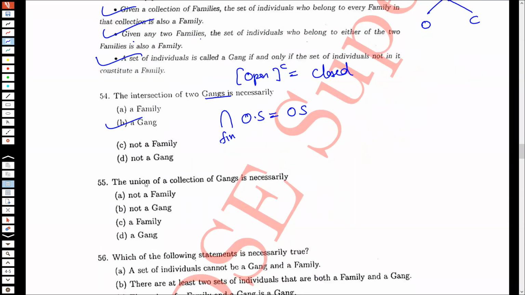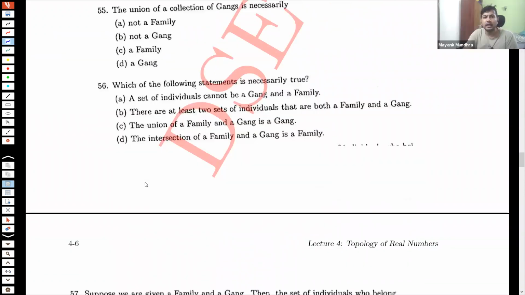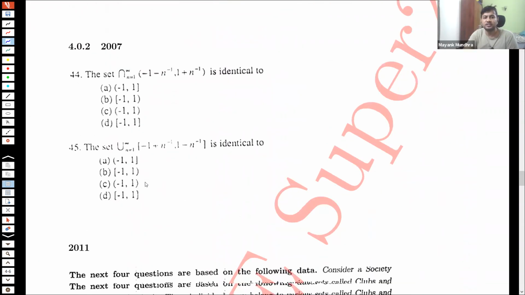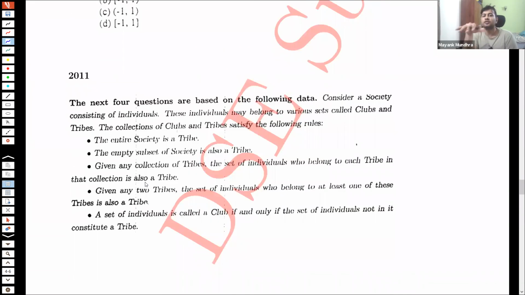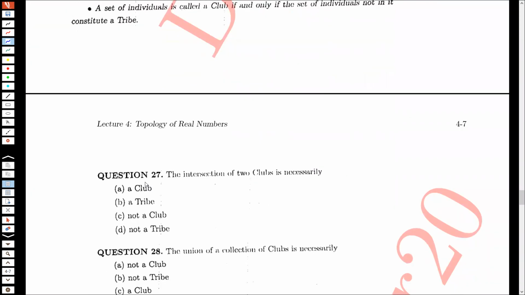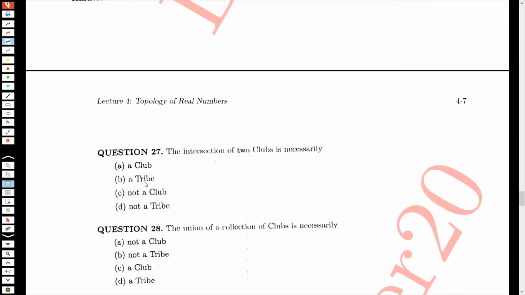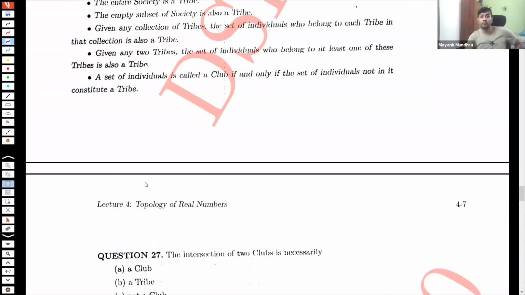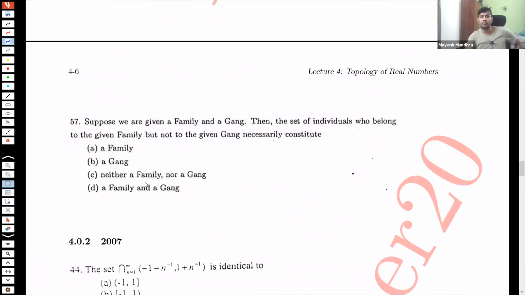I'll try the remaining questions a bit now. This one is going to be similar. Instead of families and gangs, they write clubs and tribes. So it's a very similar problem. They can give you some other keywords here next time. Okay, so also one more question. Question number 40 from 2016.